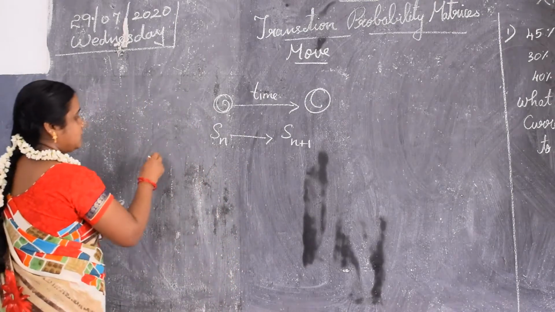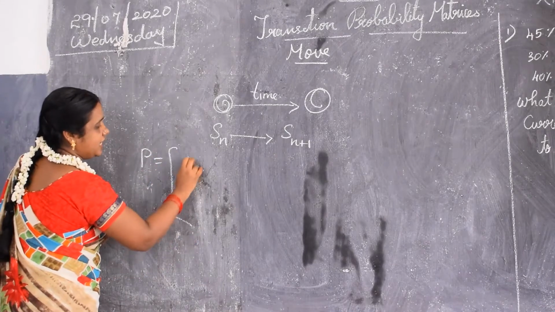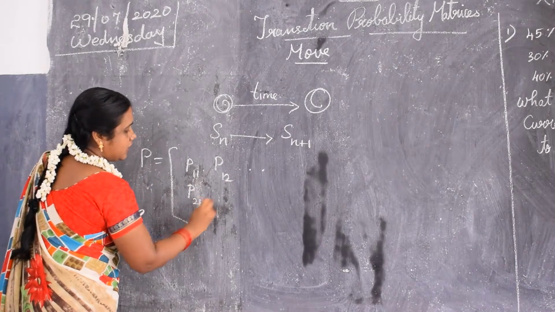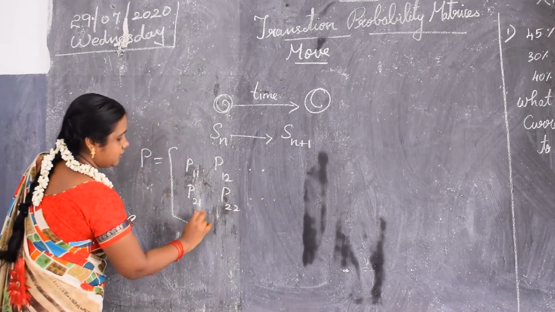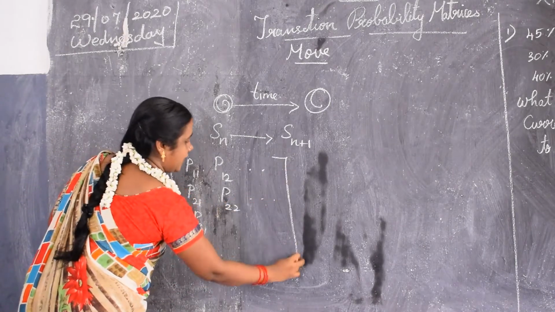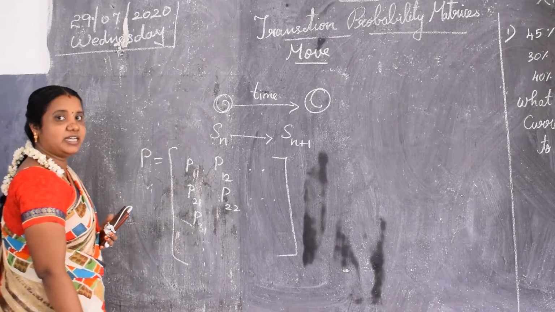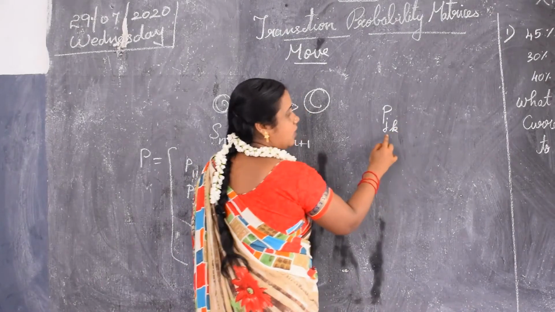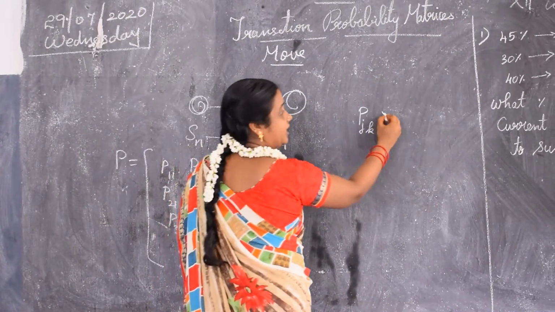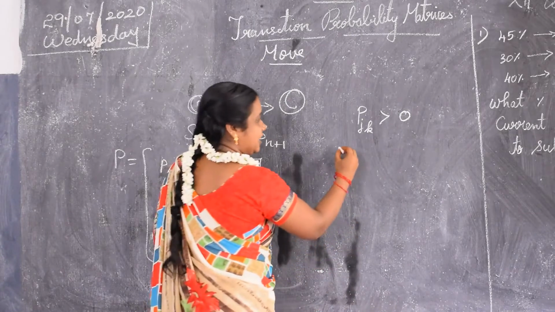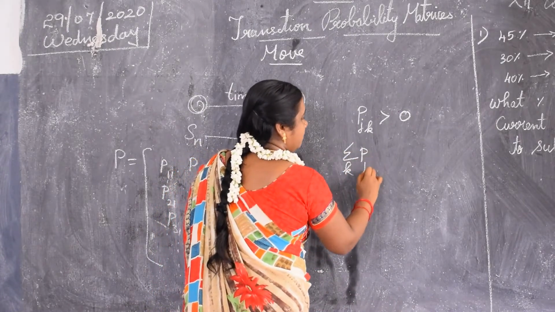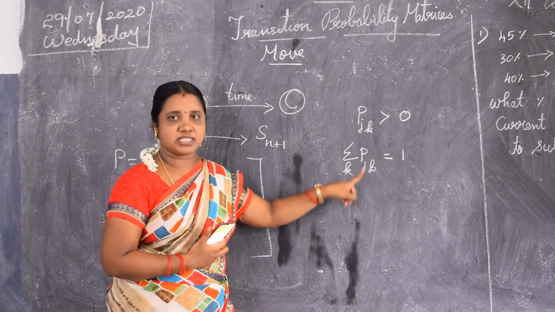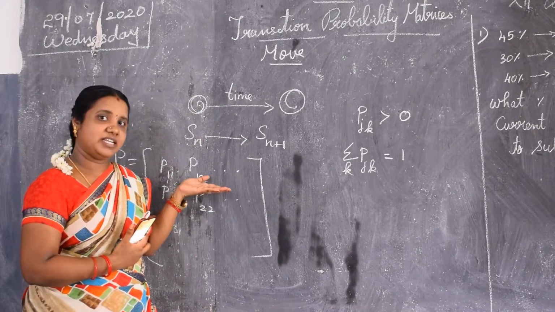The general form is, we can write it as P11, P12, etc., P21, P22, etc., P31. Likewise, we can write n number of terms. This is our general terms. In the transition probability, what is the condition? Our Pjk, j and k, should be greater than 0. This is our condition. Otherwise, summation over k of Pjk should be equal to 1. When it satisfies this condition, the transition matrix will occur.